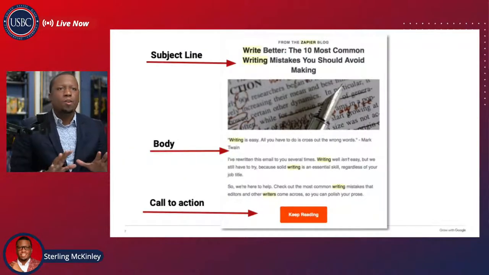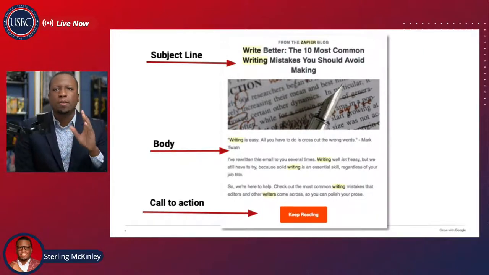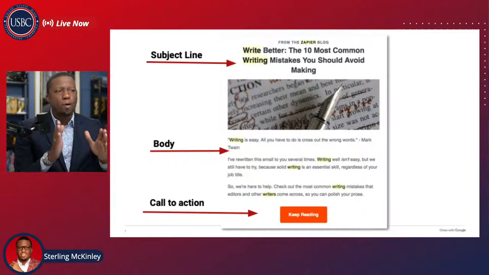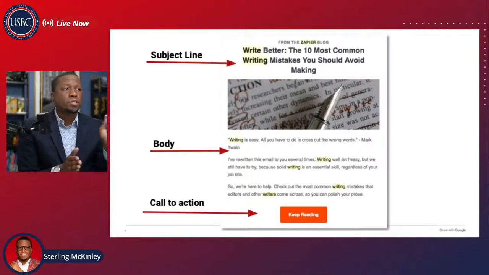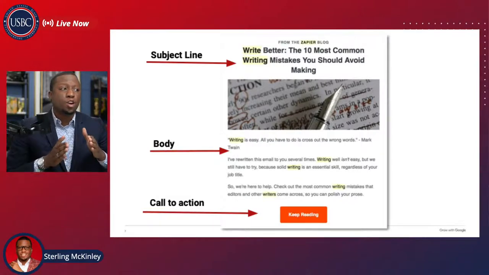So let's break down, once again, what is the anatomy of an email? So basically, there's three main parts we'll talk about tonight. First, the subject line. And that is the most important part, because if you have a bad subject line, the person is not going to open the email. So we started off talking about open rate. That determines the open rate. Is your subject line engaging? Does it give the reader a reason to click on your email and open it?